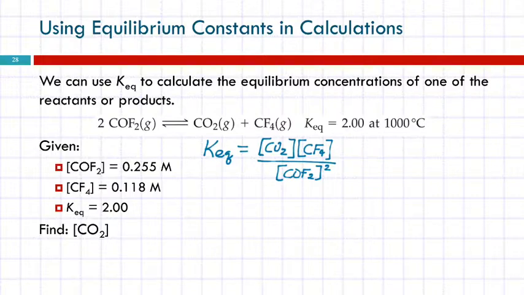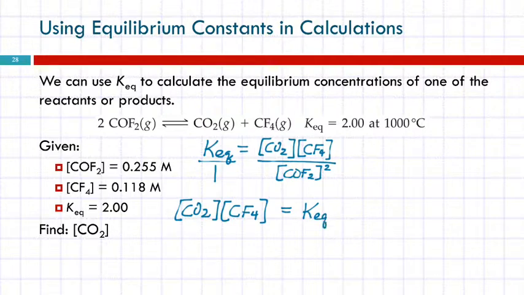And you might say, well, how can I cross multiply? I only have a fraction on one side. Well, we can make that into a fraction. That's KEQ divided by 1. There's a fraction. So I'm going to take 1 times this. That's going to give me CO2 times CF4. That is going to be equal to KEQ times COF squared. You okay with that? I just cross multiplied.